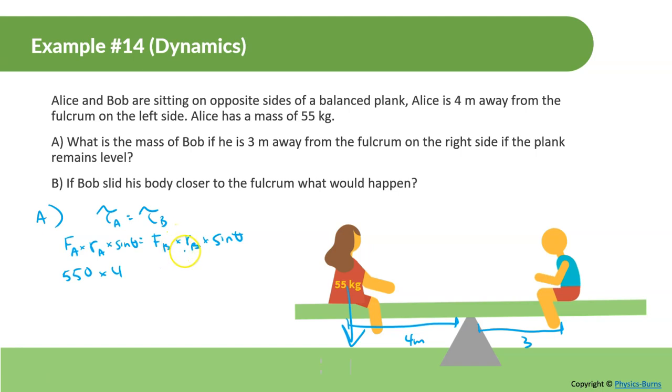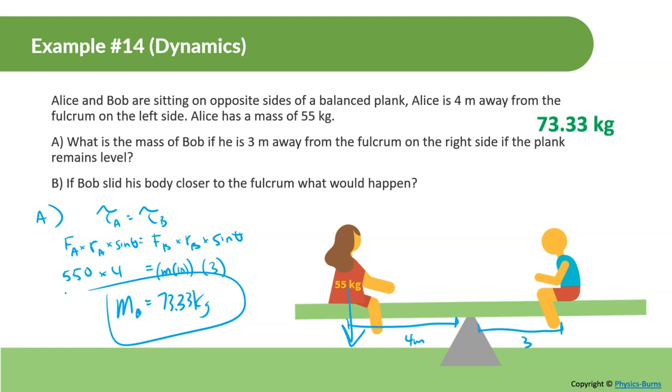Force of Bob, we don't know his mass, so I'm just going to put m times 10. He is 3 meters away, and sine of 90 is just 1. Now let's simplify. I'm going to do 550 times 4, then divide by 3, then divide by 10. And we see the mass of Bob is going to be 73.33 kilograms.